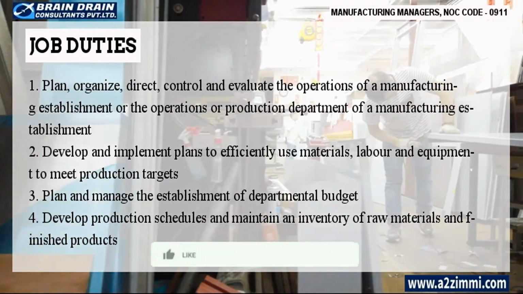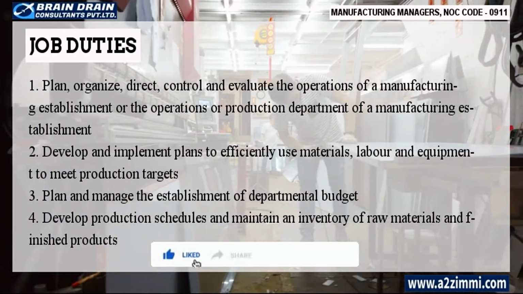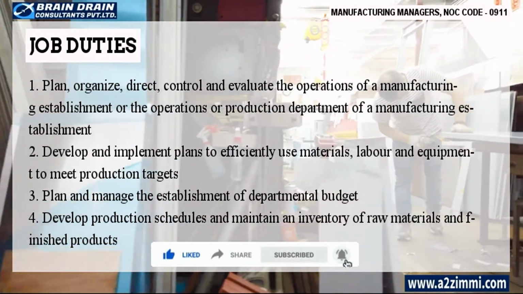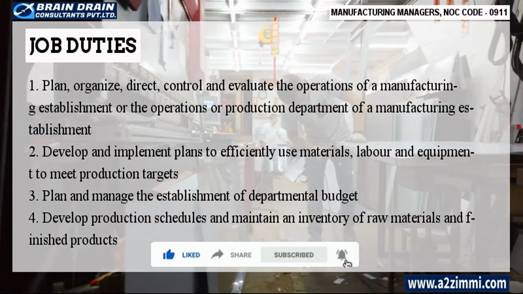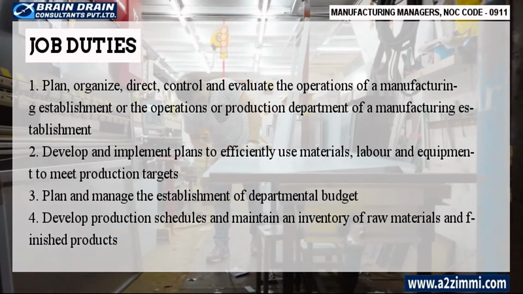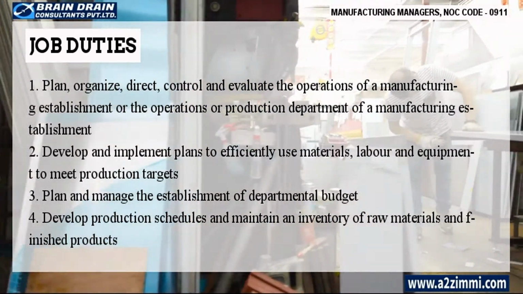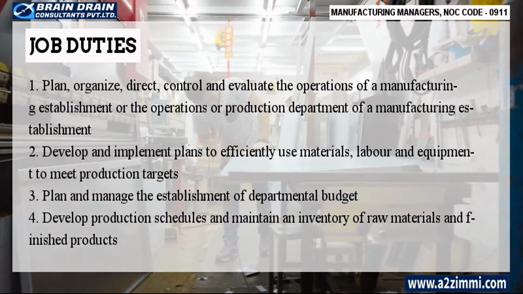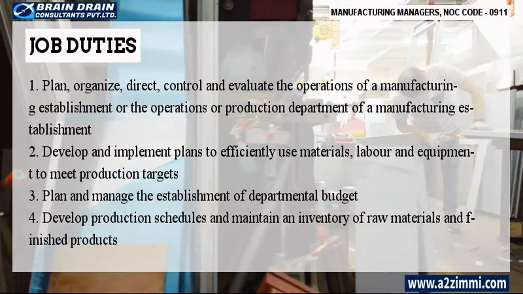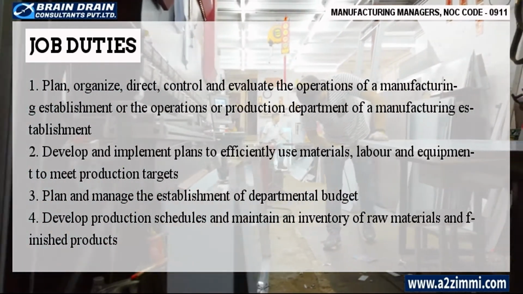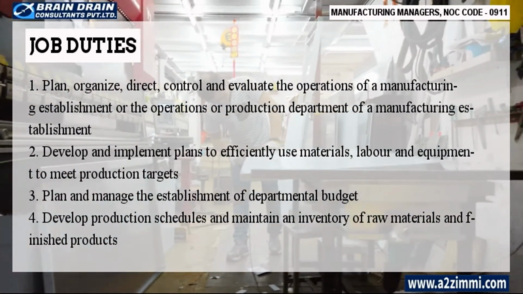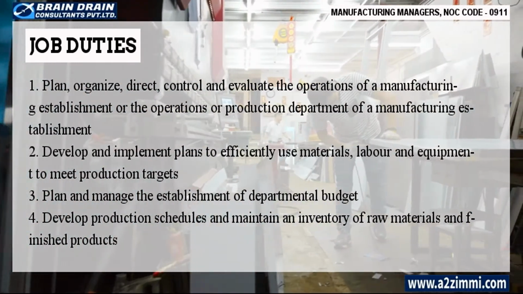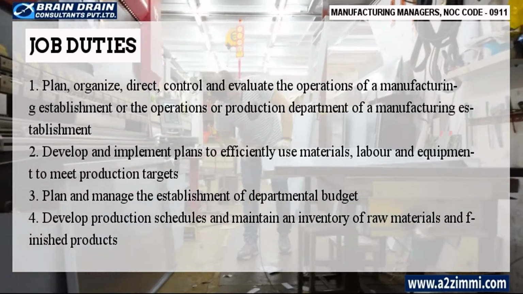Main job duties of manufacturing managers are as follows. Plan, organize, direct, control and evaluate the operations of a manufacturing establishment or the operations of a production department of a manufacturing establishment. Develop and implement plans to efficiently use materials, labor, and equipment to meet production targets. Plan and manage the establishment of departmental budget. Develop production schedules and maintain an inventory of raw materials and finished products.